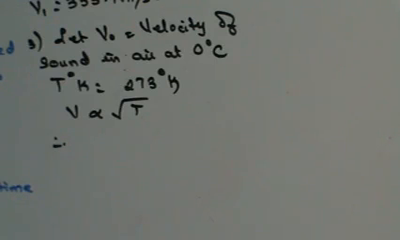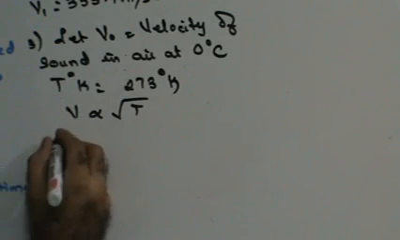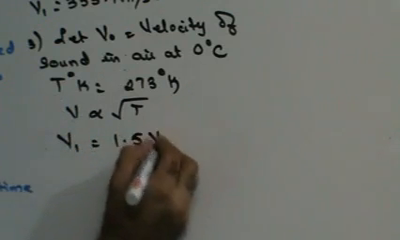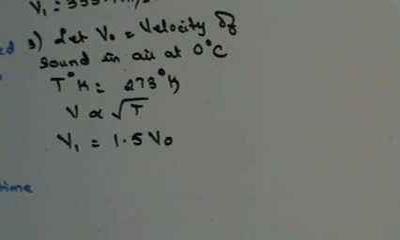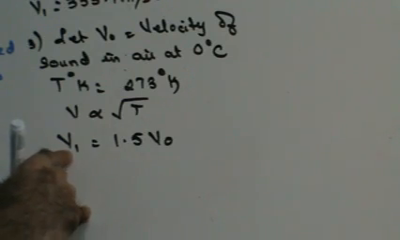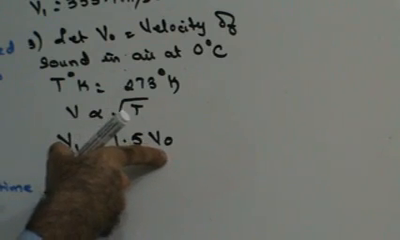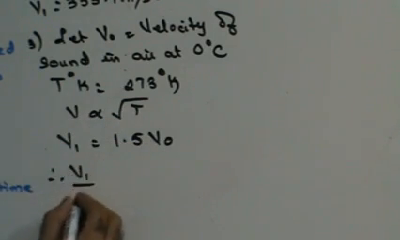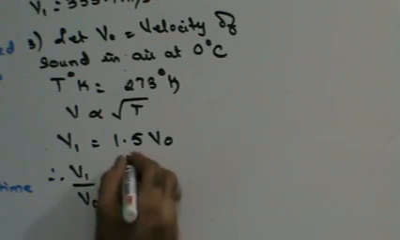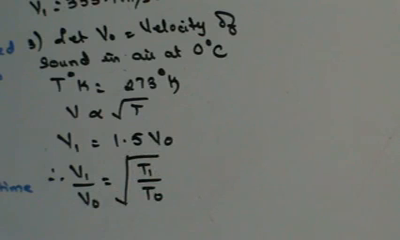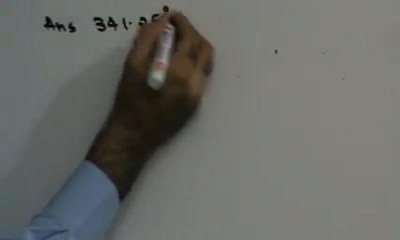They've also said that you want the velocity of sound to be 1.5 times its velocity at 0 degrees Celsius. At what temperature will the velocity of sound be 1.5 times its velocity at 0 degrees? Therefore, I can say V1 upon V0 is square root of T1 upon T0. All you have to do is substitute the values, and you should get the answer as 341.25 degrees Celsius. Next, let's see the next one, guys.